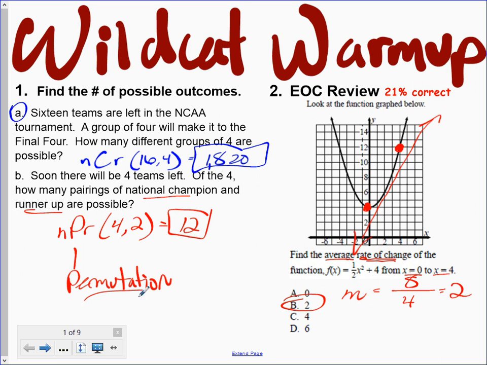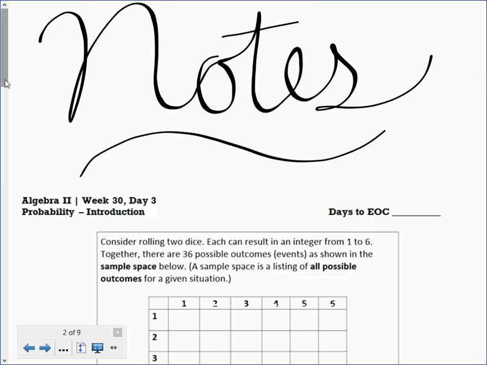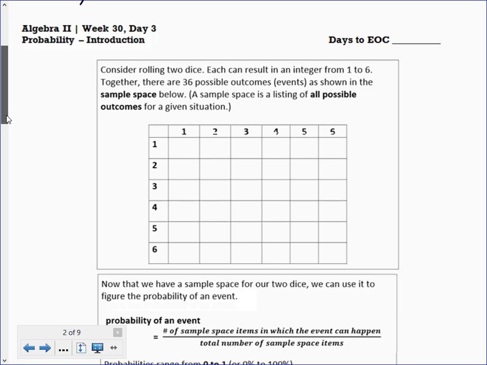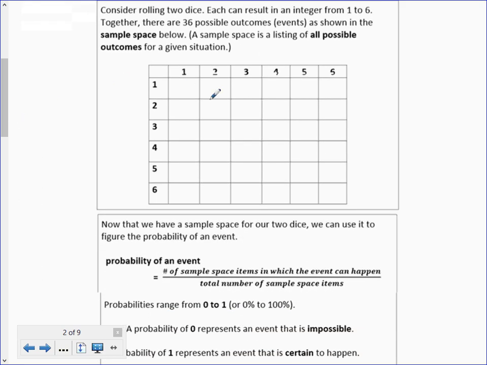Okay, take your warm-up side to side and look at today's notes, and yesterday's notes, I guess, actually, in 10, 9, 8, 7, 6, 5, 4, 3, 2, and 1. Really basic probability review. All stuff that you already know how to do. I'm going to speed through this pretty quickly.